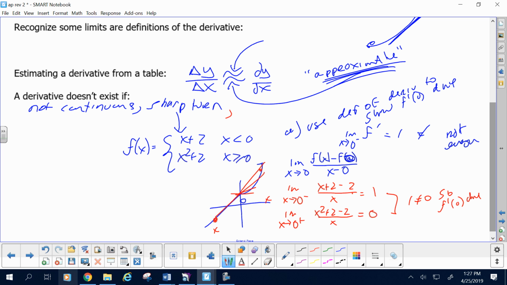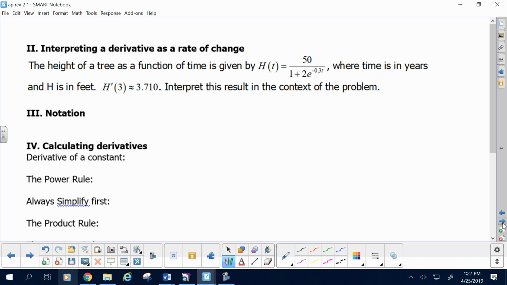Getting back to this: not continuous, sharp turn, what's the last reason? That's discontinuous. A vertical asymptote is also discontinuous. Try again: vertical slope, or tangent. Vertical tangent. Now that's a no because when the rise over run happens, the run is 0. Okay, so that's undefined.